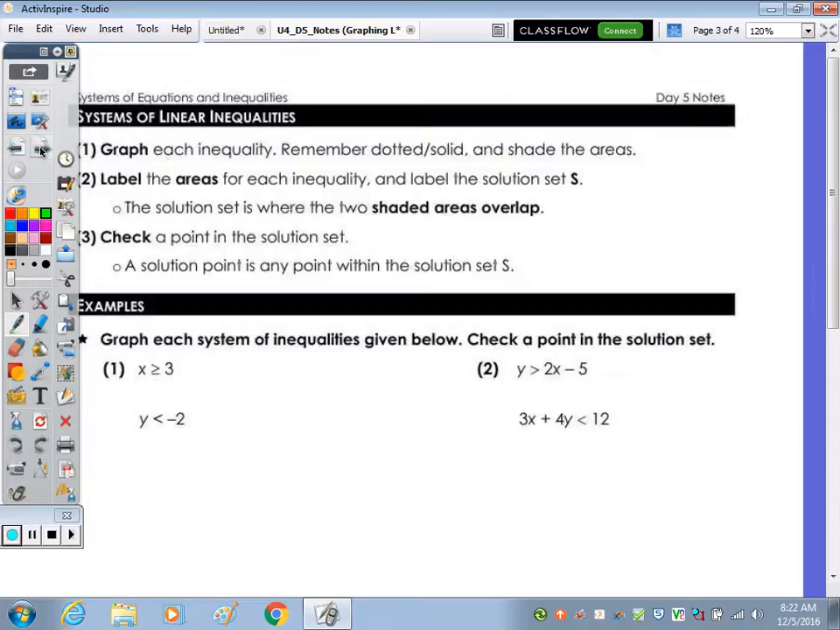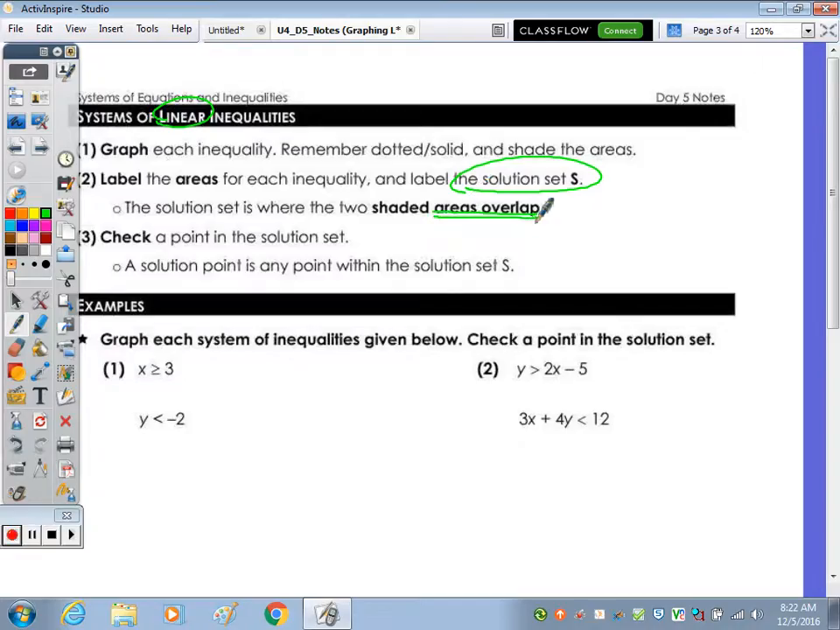Last page, system. So that means we're going to be graphing more than one, okay? And it's a linear system of inequalities, so they're going to be lines. The first thing you want to do is graph each inequality. Remember your dotted, solid, and where you need to shade. And then the solution set for both, we're going to label with a capital S. This is where the two shaded areas overlap.